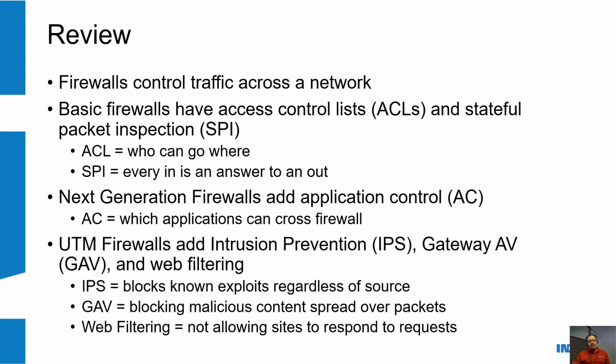Next generation firewall, it's application control. So application control is saying which applications can cross the firewall, with some elements of when or how. And then a UTM firewall functions with the services of intrusion prevention, gateway antivirus, and web filtering on top. Intrusion prevention blocks known exploits regardless of their source, so it's not static. Gateway antivirus blocks malicious content spread out over multiple packets, and web filtering says, hey, these sites cannot respond to a request even when requested.